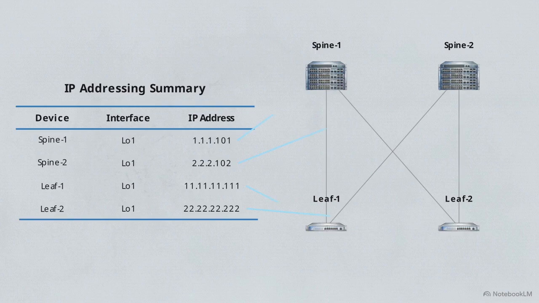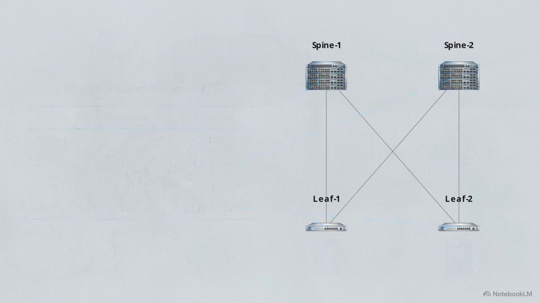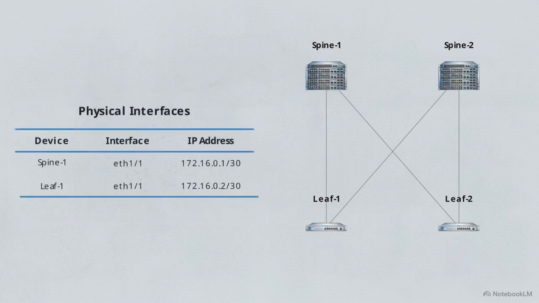We configure a secondary interface, loopback 1. The spines take 1.1.1.101 and 2.2.2.102, while the leaves take 11.11.11.111 and 22.22.22.222. These addresses will act as the source IPs for our future VXLAN tunnels and multicast encapsulation.